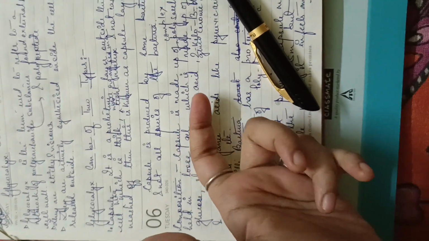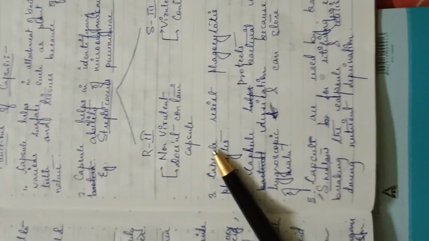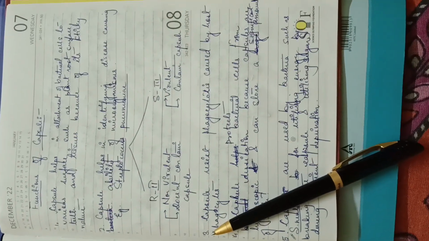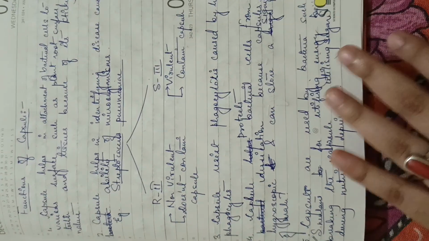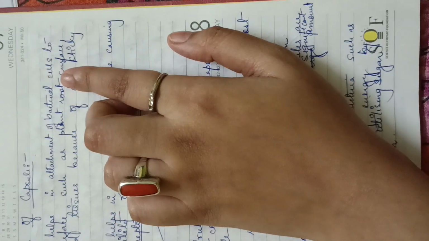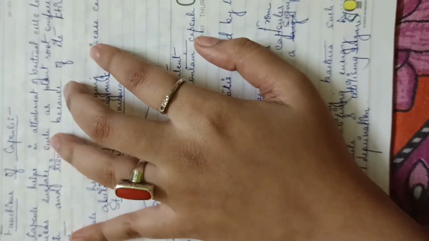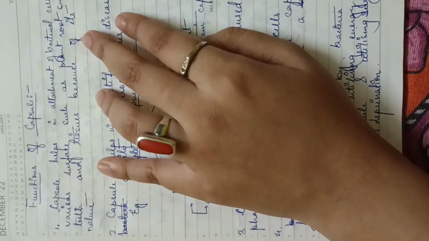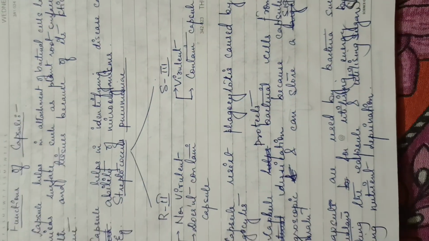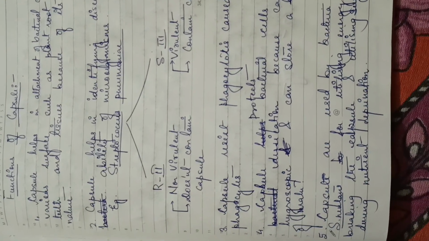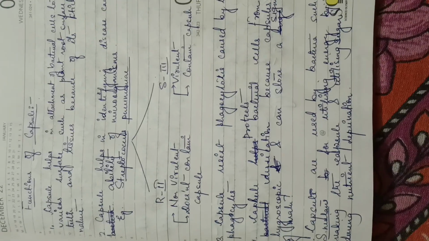Now let us look into the functions of the capsule. What are the functions of the capsule? First, because it is viscous and sticky, it helps in the attachment of bacterial cells to various surfaces such as plant root surfaces, human teeth, and tissues, because of its sticky nature.